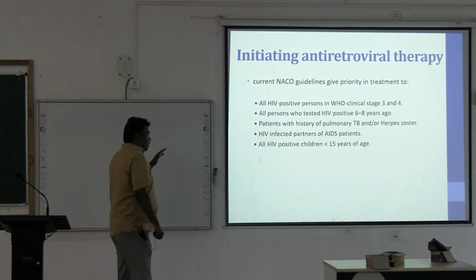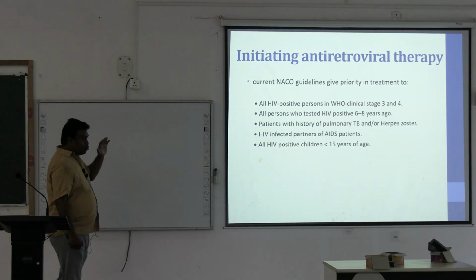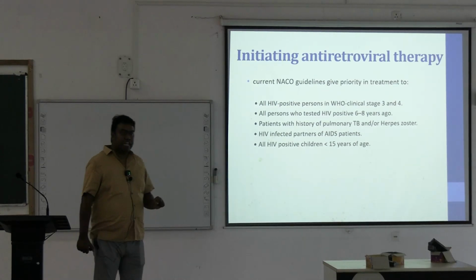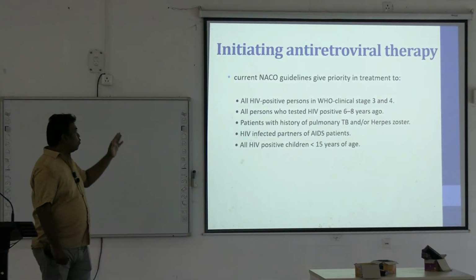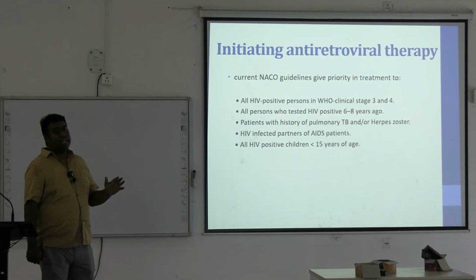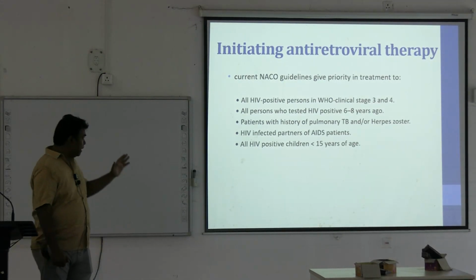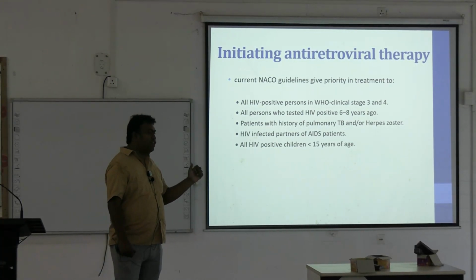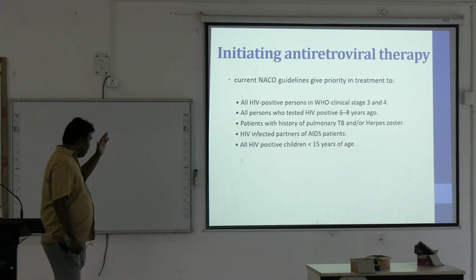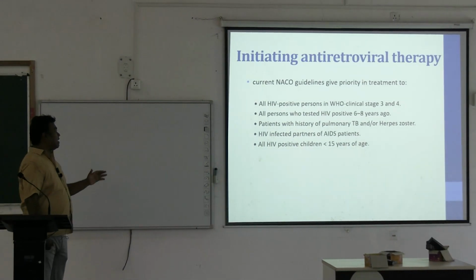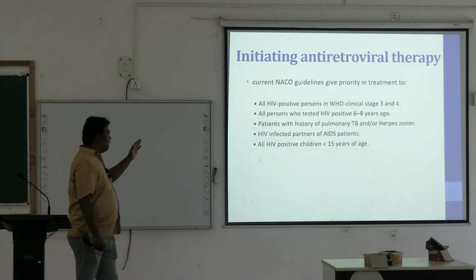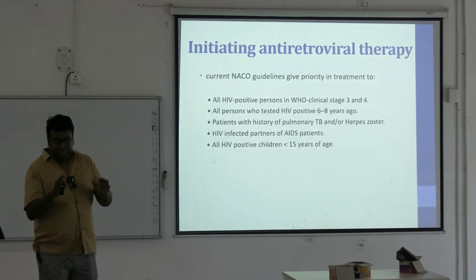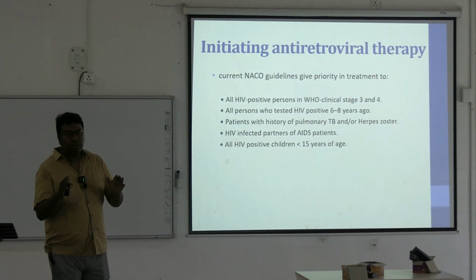Currently, NACO gives priority treatment to all HIV patients who are in stage 3 and stage 4, meaning later stage. Number 2, if HIV positivity is at least 6 to 8 years. Then if the HIV patient has a concomitant infection of TB or herpes, a pediatric HIV patient less than 15 years, or an HIV partner of an AIDS patient. HIV and AIDS are not the same thing.